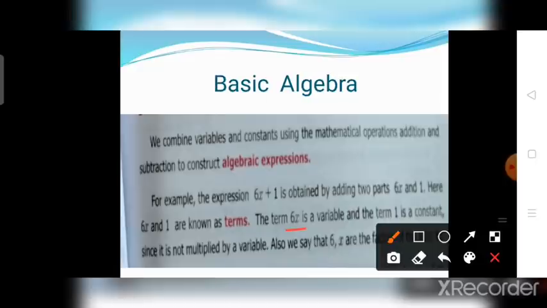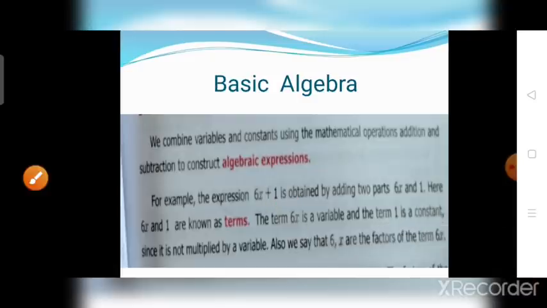The next one, another term, only a numerical number, is the constant term. Are you understanding, students? Since it is not multiplied by a variable, we also say that 6 and x are the factors of the term 6x.